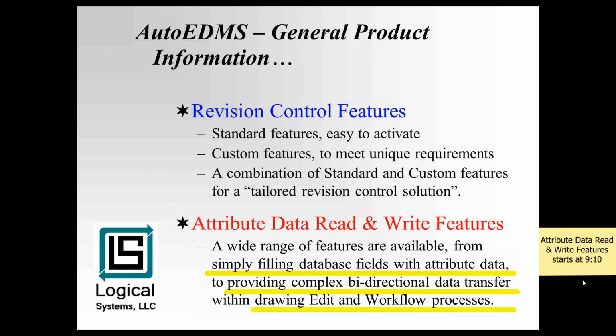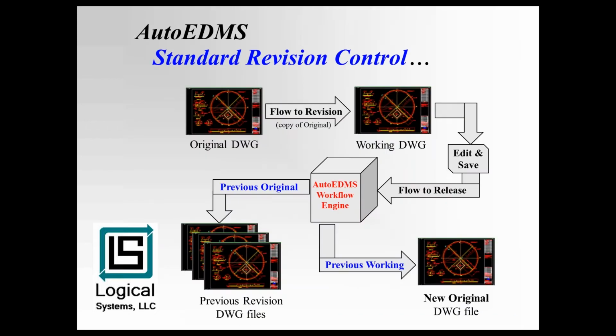Now we'll take a look at the revision control features of AutoEDMS, and we'll start with the standard feature, which can easily be activated via settings we make in the workflow route template. The basic concept here is to save a limited set of previous versions of any document or drawing file and give each of these previous versions a database record in AutoEDMS so they can easily be located and reviewed if needed.